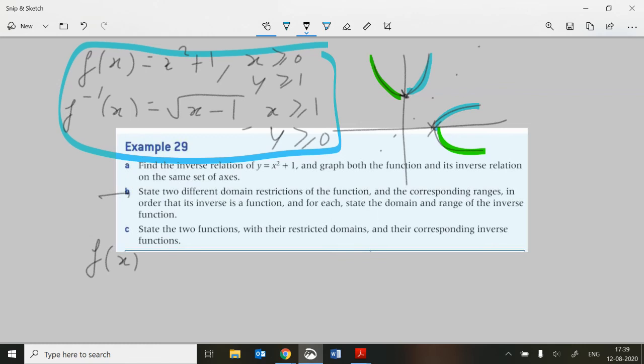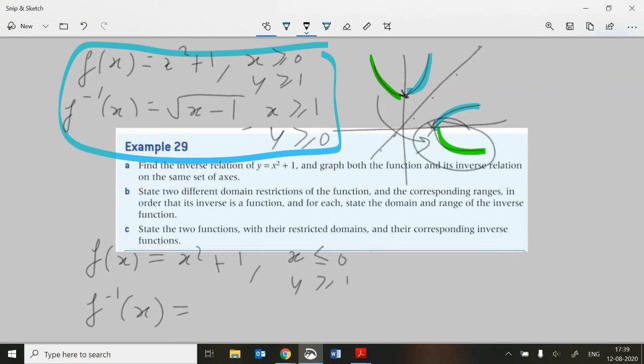State two different domain restrictions on the function. So the second domain restriction we can say is x is less than or equal to 0. This is for the green part. And you can see there that we're also getting y greater than or equal to 1. And for f to the minus 1 of x, you can see that the reflection over y equals x gives us the square root of x minus 1 with a minus in front. This is the negative of all of the blue heights.